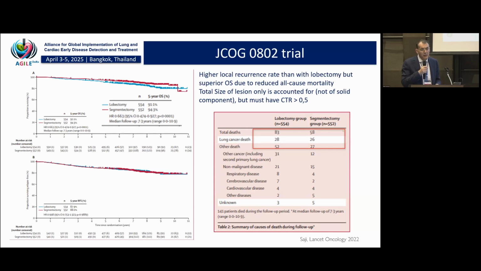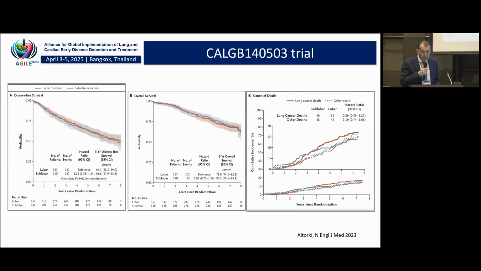Actually, even better if we think about overall survival, because of reduced all-cause mortality. So same number of recurrences, a little bit higher local recurrence rate, but overall same, but less mortality for competing causes. And then we have the CALGB trial, which is a bit different. 58% of the cases were done by wedge resection. So we can only account for 150 or so segmentectomies to compare with lobectomies.